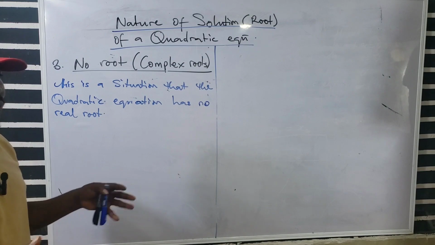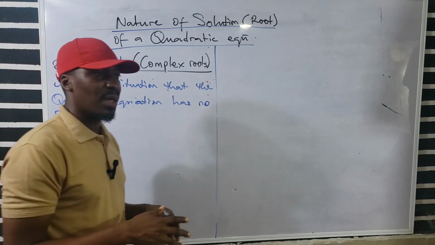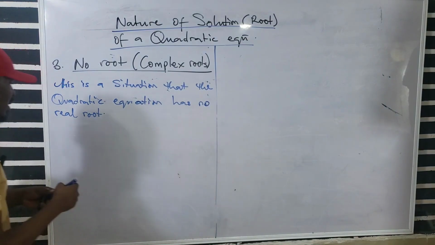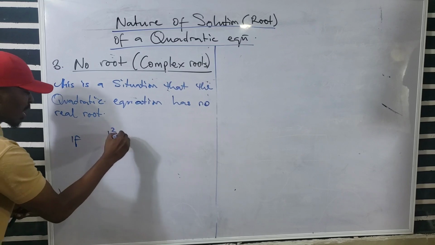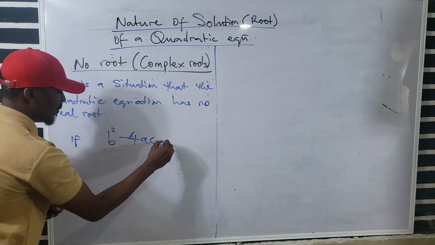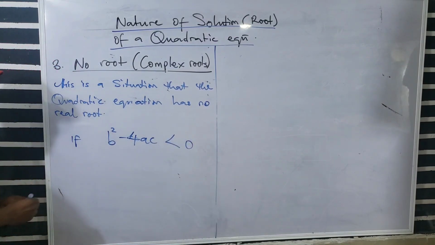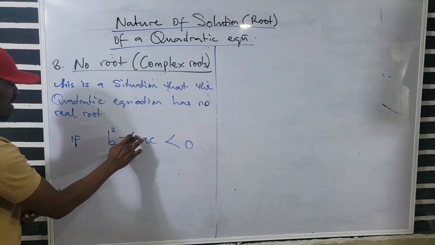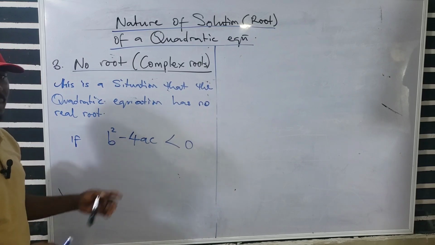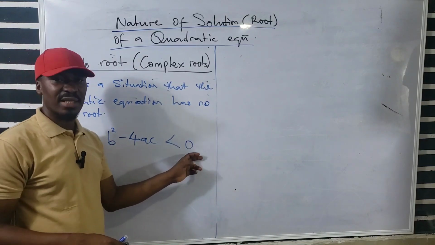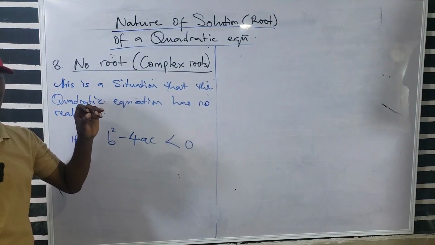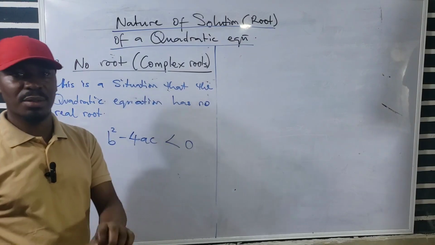When do we know that this quadratic equation is actually going to give us a complex root, or that it has no real roots? That is if b square minus 4ac is less than 0. So whenever you test your quadratic equation using your a, b, c, you put it here and you get a value that is less than 0, it simply means that that quadratic equation has no real roots.